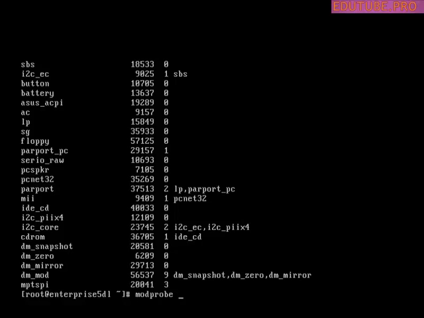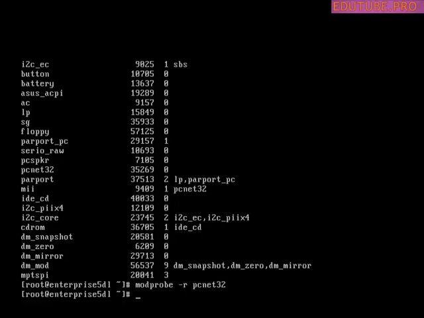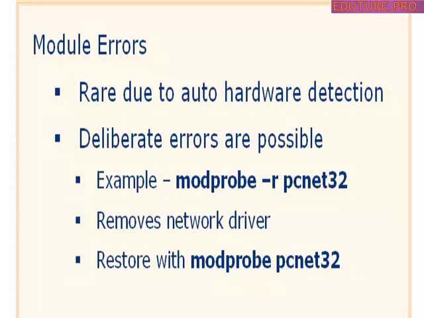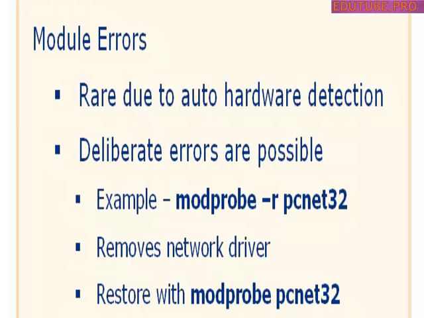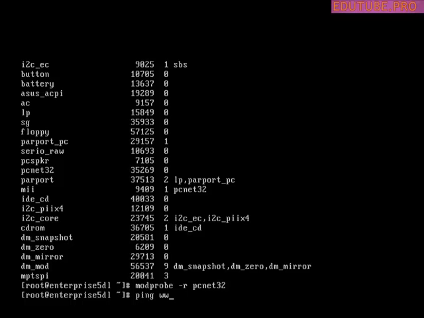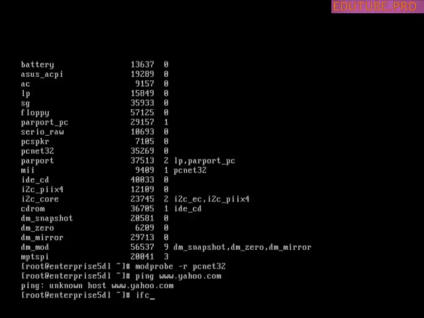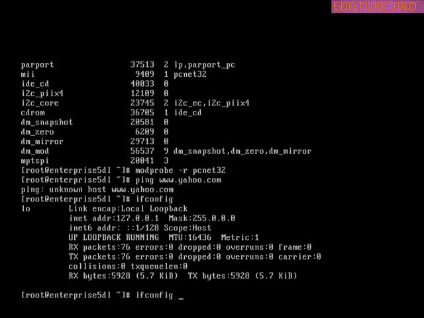For this purpose, I run this modprobe -r, short for remove, pcnet32 command. That removes the network driver. Could you still access the network? Nope. The network card isn't even up.